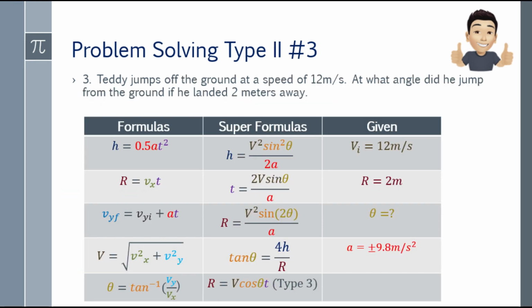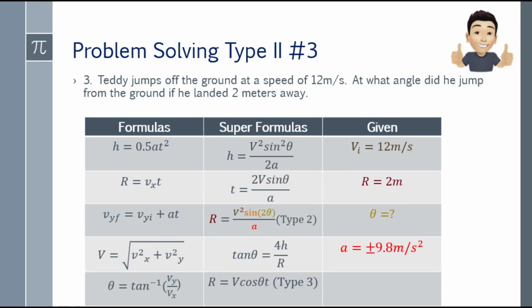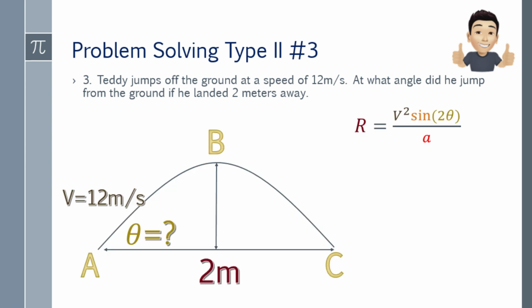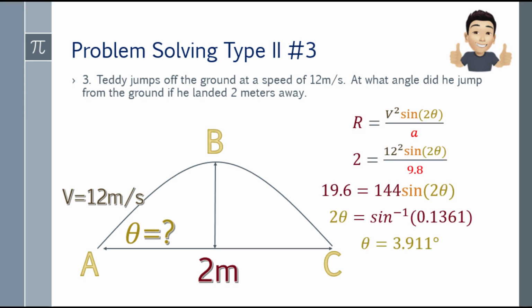May initial velocity tayo na 12 meters per second. Ang range natin is 2 meters. Acceleration is plus minus 9.8 meters per second squared. And we're looking for the angle, theta. We can use the third super formula. That will be r is equal to v squared sine 2 theta over a. So, let's substitute the values. We have 2 is equal to 12 squared times sine 2 theta over 9.8.